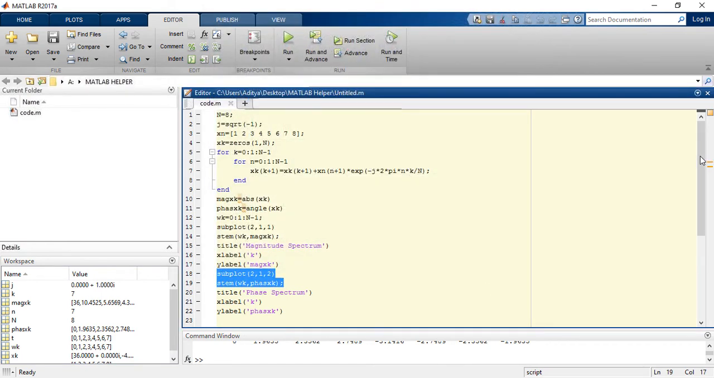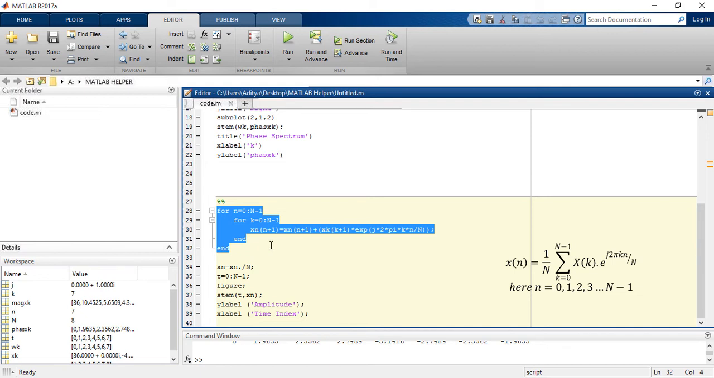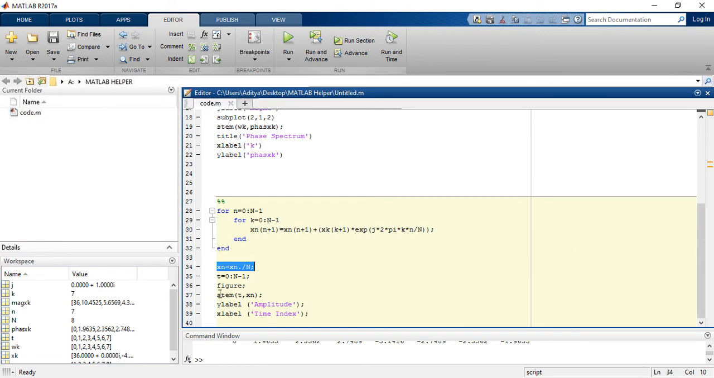Now to find the inverse DFT of this output DFT, we implement the mathematical formula of inverse DFT using the same for loop techniques. The formula for IDFT is this, and the only change is the negative sign in the exponential part, and the sequence is multiplied by 1 by N. Now we stem plot t, xn, where we have already defined t, and we get the inverse DFT output as the same input sequence.